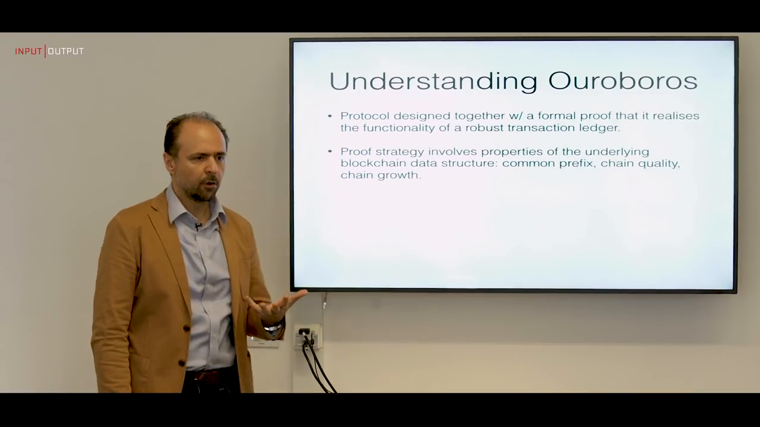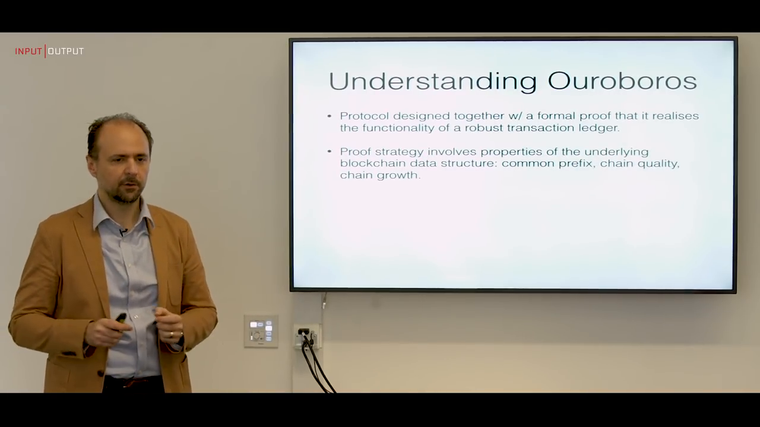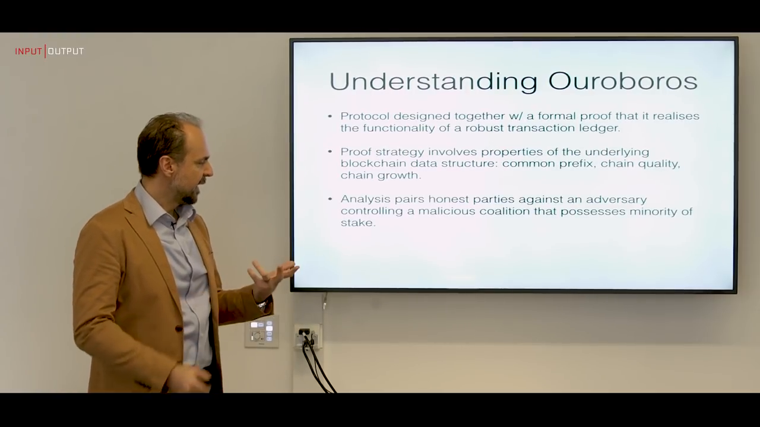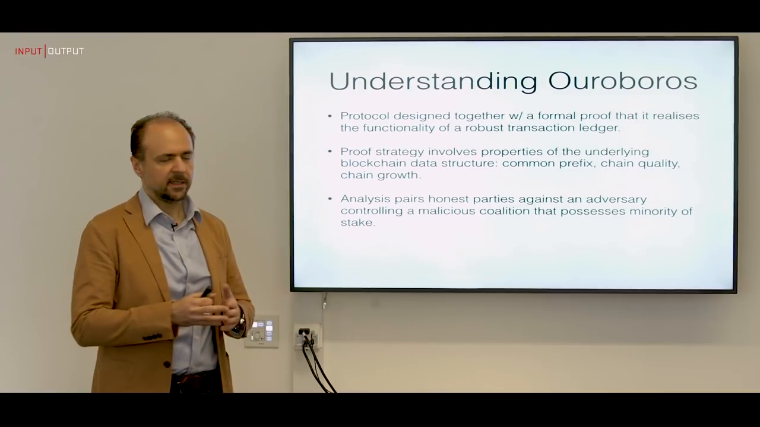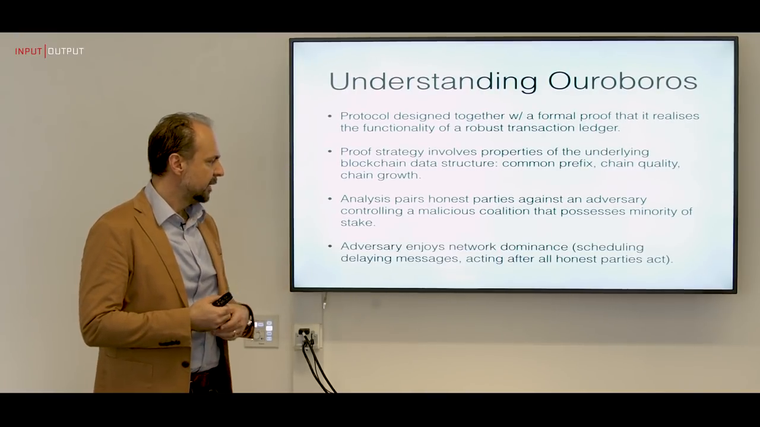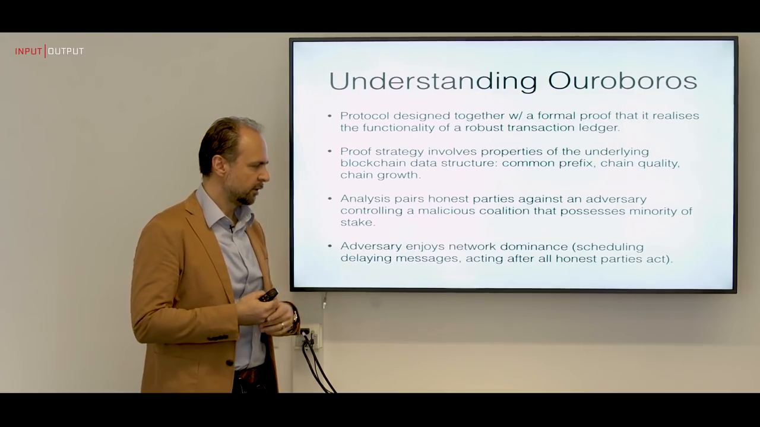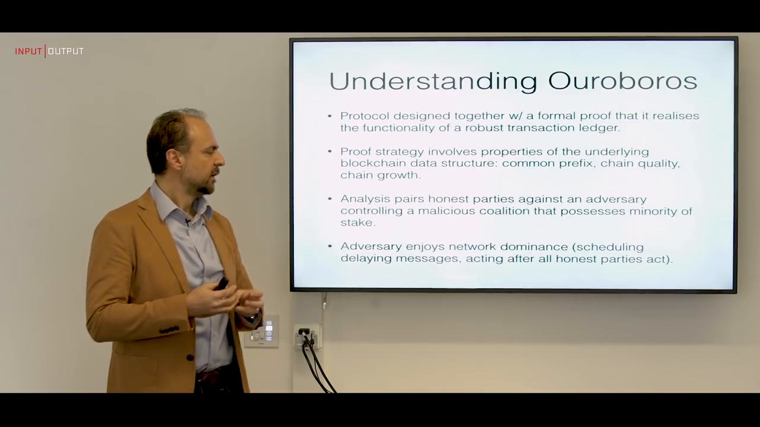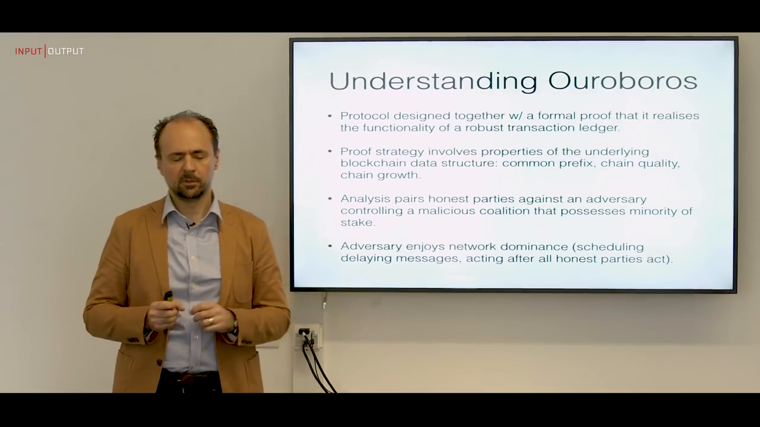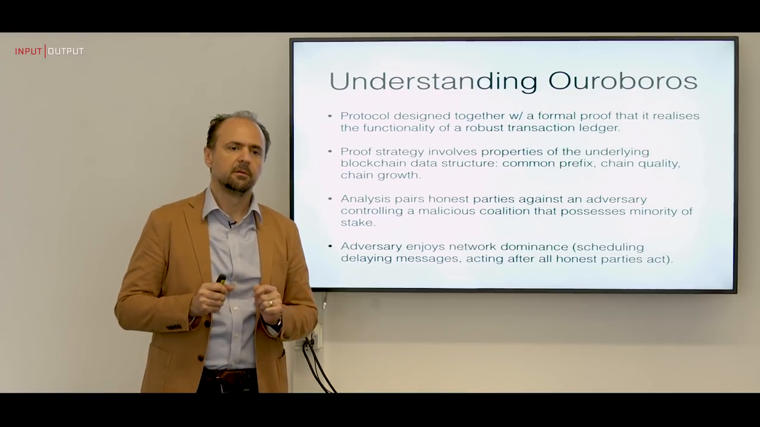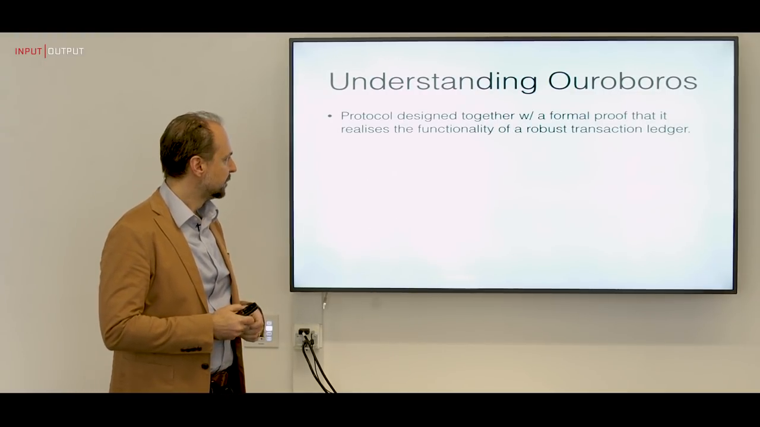Common prefix, chain quality, and chain growth are the fundamental properties that previous work has identified as the important building blocks for arguing security for blockchain protocols. The analysis pairs the honest parties against an adversary that controls a malicious coalition of parties that is in the minority in terms of stake. And furthermore, the adversary has complete network dominance, in the sense that it is capable of delaying messages and acting after all the honest parties. The assumption made for the network, though, is that messages are eventually delivered. So there is an upper bound on the delay of the network, which is not known to the participants, within which parties will actually receive messages. So it's not possible to stifle information from being propagated in the network.